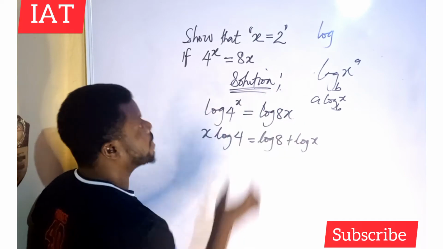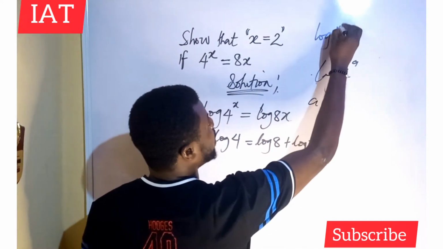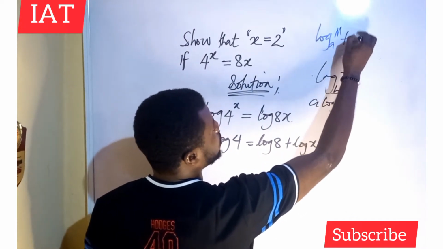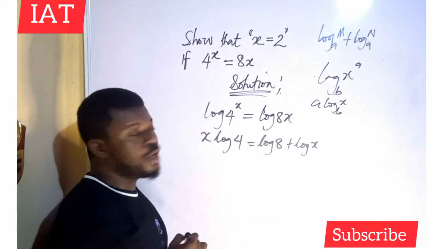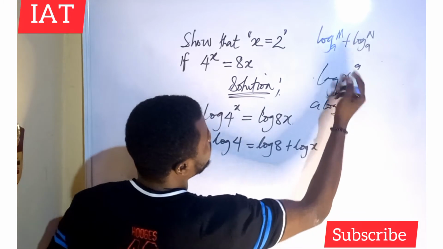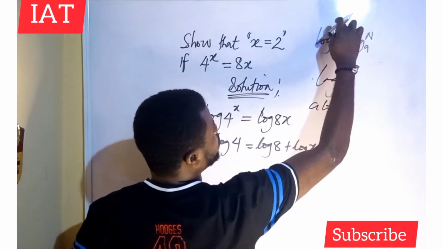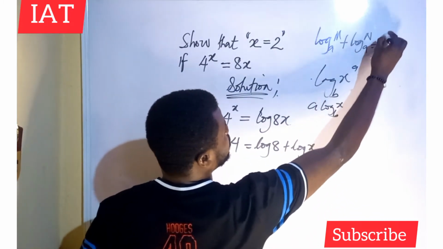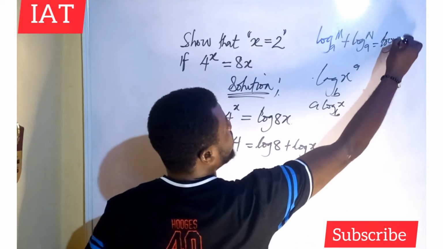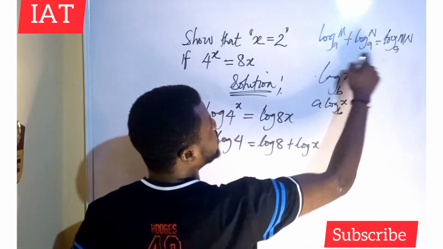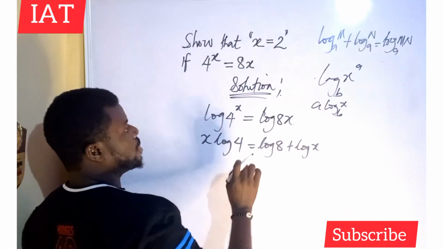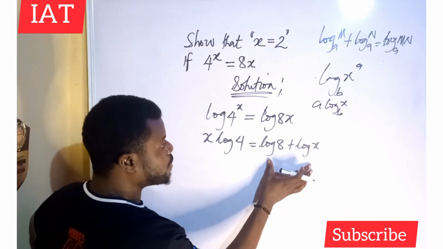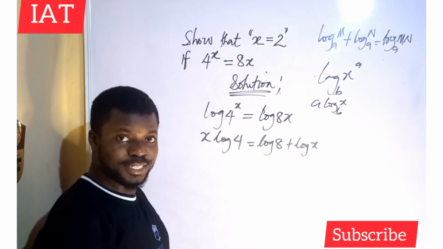How did I get this? This is the model. If I have the logarithm of m to base a plus the logarithm of n to base a, of course you observe that because you're adding, you have to multiply. So it becomes the log of mn to base a. The bases are common, so take one of them. If I have it this way, I can transform it to that way, and vice versa. Does that make sense to you?